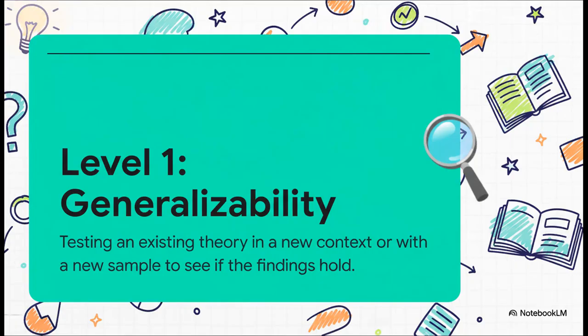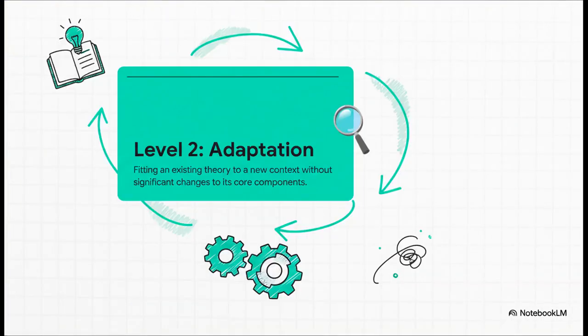So at level 1, we have generalizability. This is such important work. You're taking a theory that already exists and you're testing it somewhere new or with a different group of people. You're basically stress testing it to see how well it holds up. Next up, level 2 is adaptation. This is where you're not just testing a theory, you're kind of tailoring it. You're giving it a few minor tweaks so it fits a new situation perfectly. Like taking a general business theory and adapting it for, say, the super specific world of social media influencers.